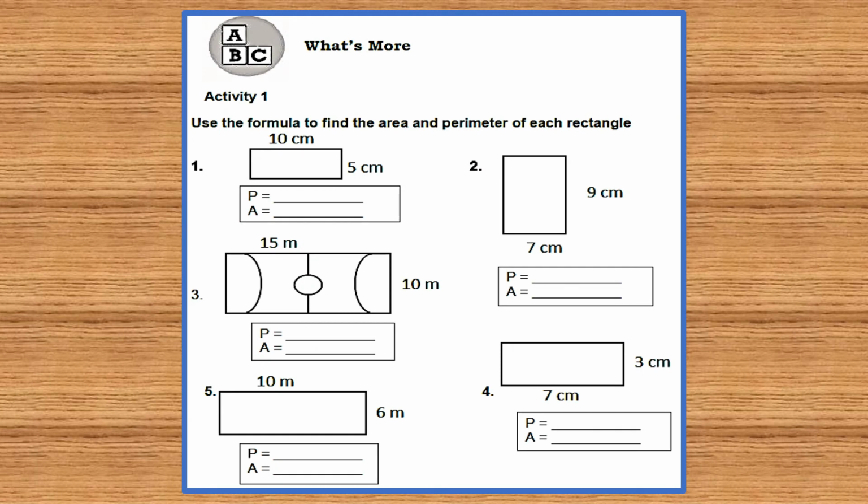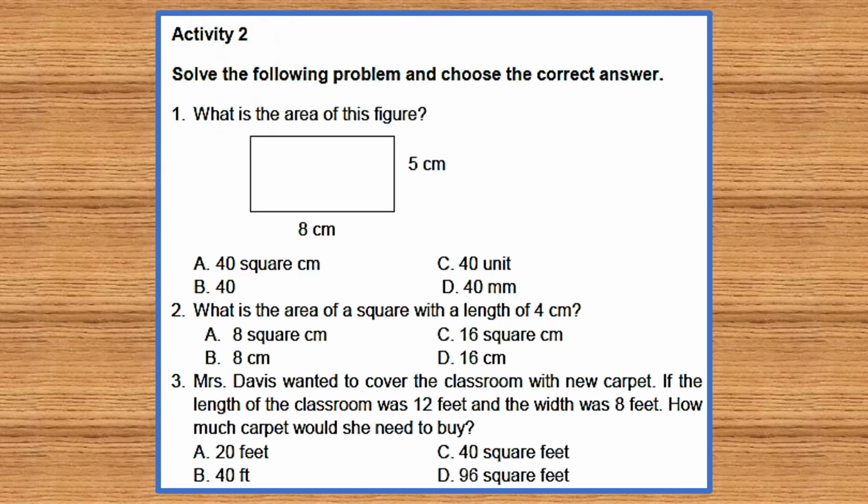Now class, let's do these activities. For activity 1, use the formula to find the area and perimeter of each rectangle. I'll give you a few minutes to answer this activity. For activity 2, solve the following problem and choose the correct answer. I'll give you a few minutes to answer this activity.